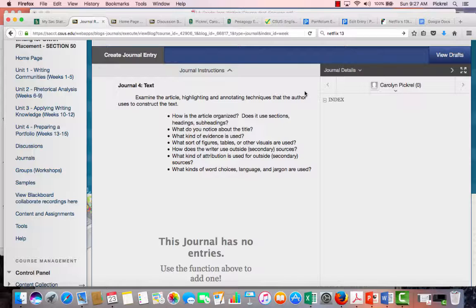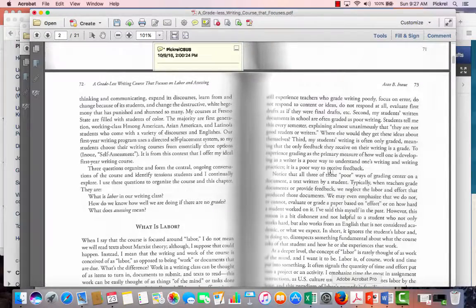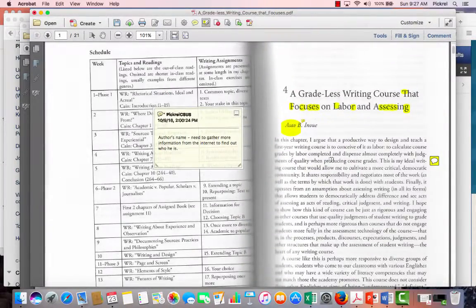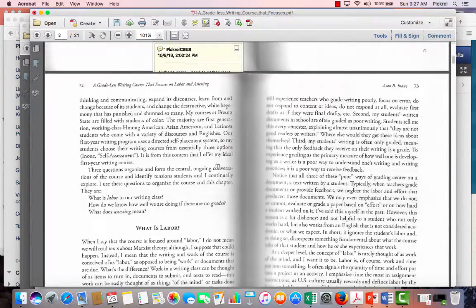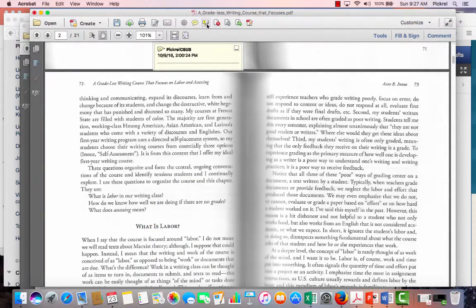So the very first question asks, how is the article organized? Does it use sections, headings, or subheadings? So I'm going to go back to the article that I've been working with to talk about that. With my article, we can see there's some kind of a beginning, and then here we get to maybe what would be the first heading.